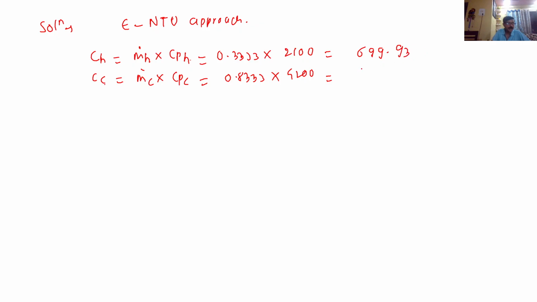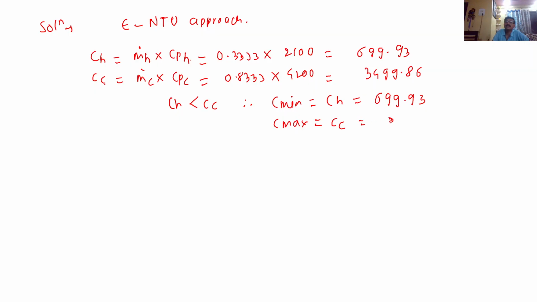So if I calculate the answer, CH comes as 699.93 and CC comes as 3499.86. Okay, now in this case CH is less than CC, therefore C minimum becomes CH and C maximum becomes CC. CH is 699.93 and CC is 3499.86.